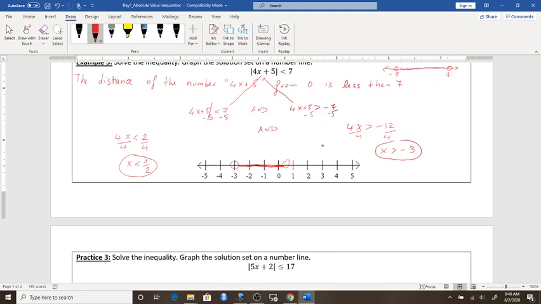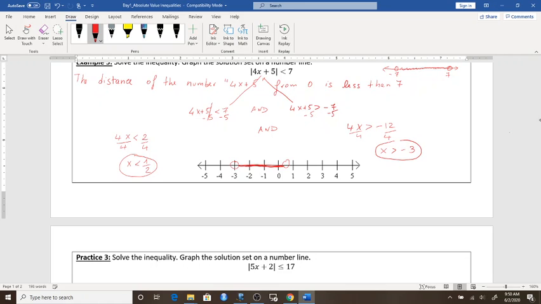In fact, we can check it, at least one of these numbers will work. If I plug in 0, 0 should satisfy my original inequality. 4 times 0 is 0, 0 plus 5 is 5, so we are left with the absolute value of 5, which is 5, and 5 we know is less than 7, so that will work. And you can verify that any other number between negative 3 and 1/2, with the exception of negative 3 and 1/2, will work once plugged into the original inequality.